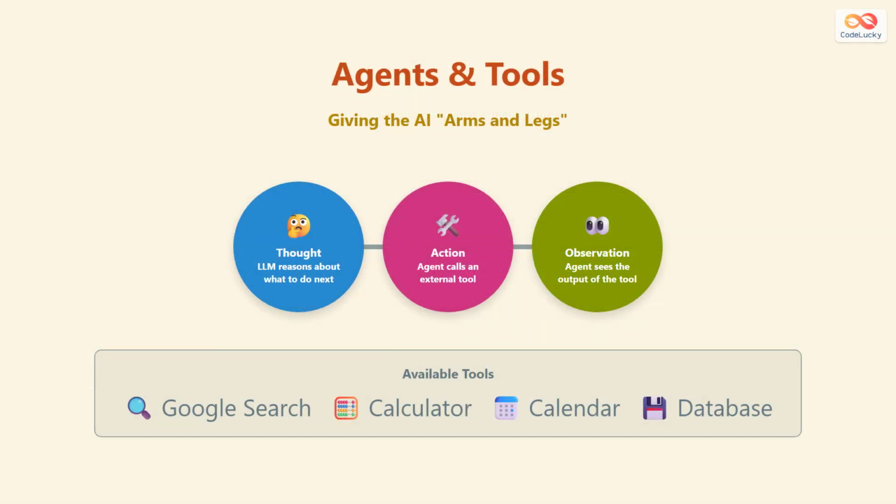Now things get really interesting with agents. While a chain follows a predetermined sequence, an agent uses the LLM as a reasoning engine to decide what to do. You give the agent a set of tools, like a Google search or a calculator. The agent observes the user's request, decides which tool to use, executes it, and observes the result, repeating this loop until it solves the problem.